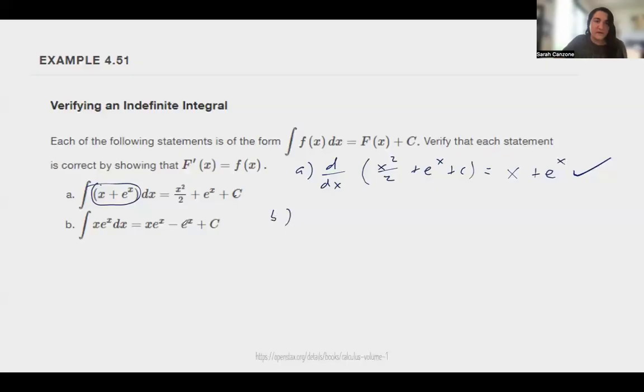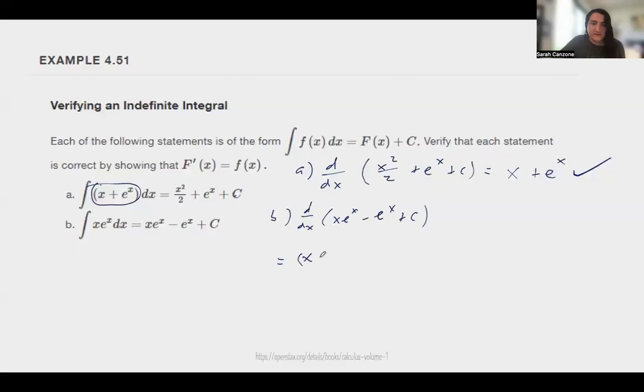Let's take a look at b. So b, we're looking at the derivative with respect to x of x e to the x minus e to the x plus c now. So we've added a step because what we should recognize from early on, this is like 3.3 differentiation rules, is x times e to the x is a product of two different terms. So we'll have to use product rule on this one. What we remember from product rule is that it's first times the derivative of the second plus second times the derivative of the first. So let's go ahead and do that.